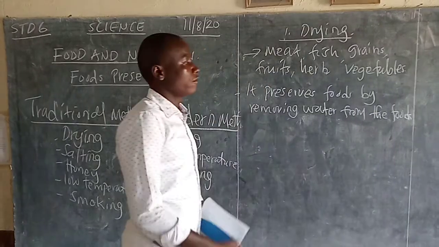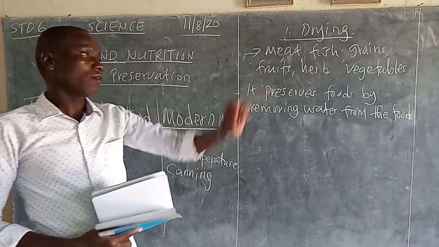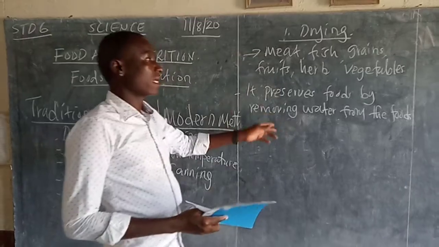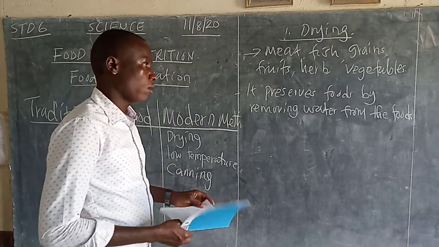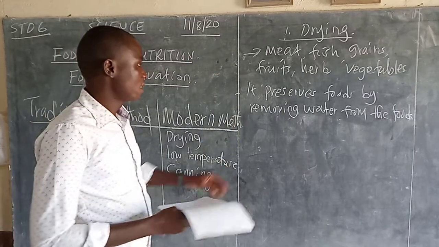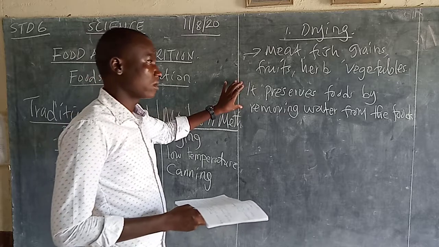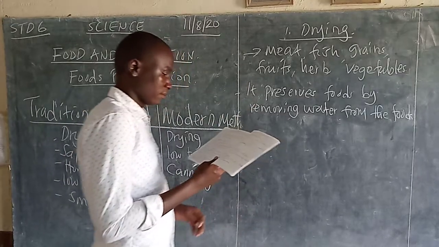It does remove water from the food. When you're spreading your foods there in the sun, what are you doing? You are mainly removing water through a process known as evaporation. Once water evaporates, the food remains dry. Dried things can go long without going bad.